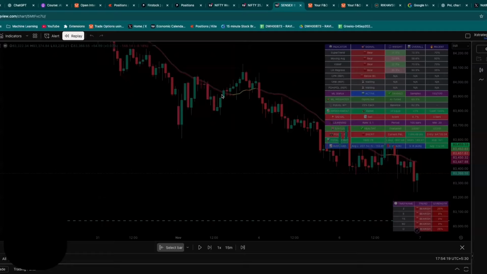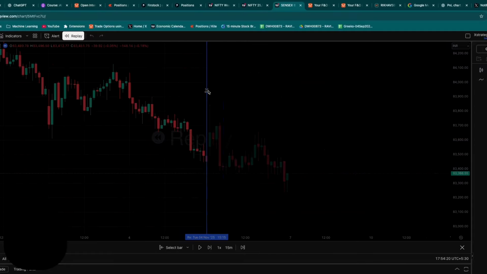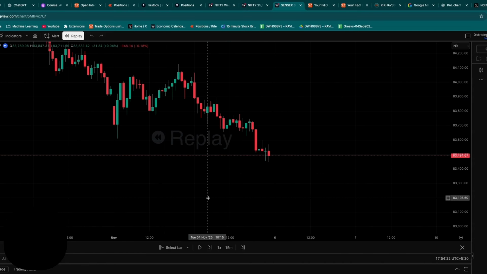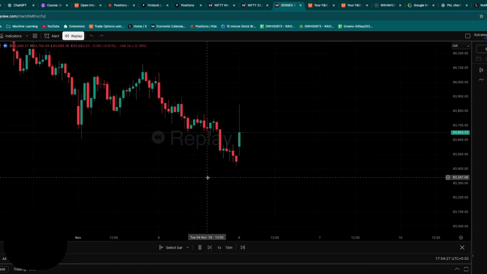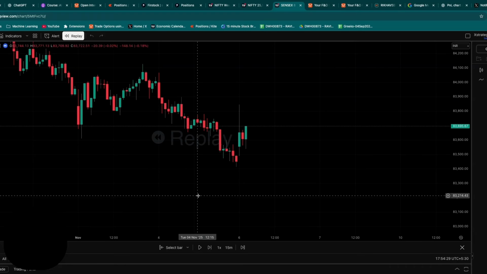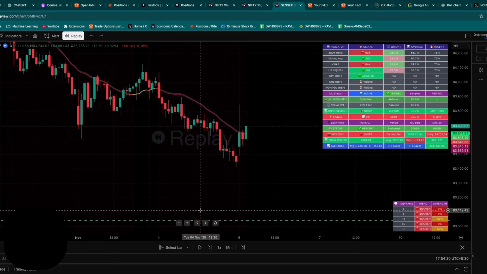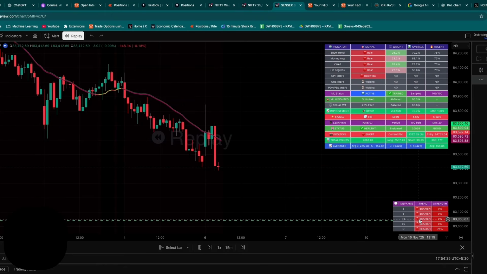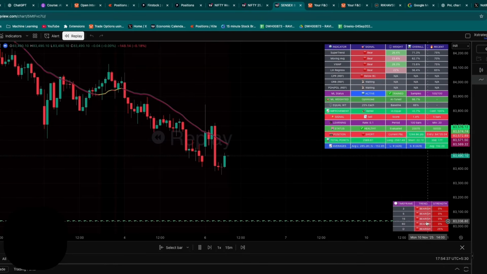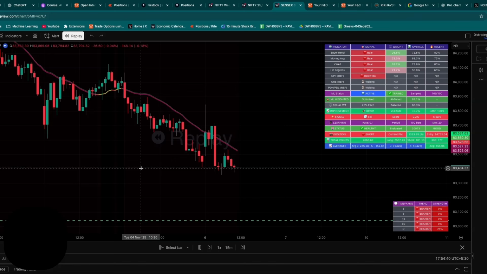So let's do one more replay with the 15 minutes. All right. I think let's wait for it. All right. So we got it. So this is 15 minutes. As you can see in this table, there are no flashes of green at all. It's all red. In fact, deep red.